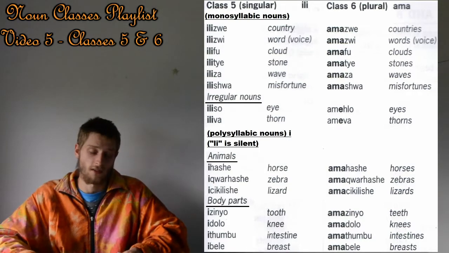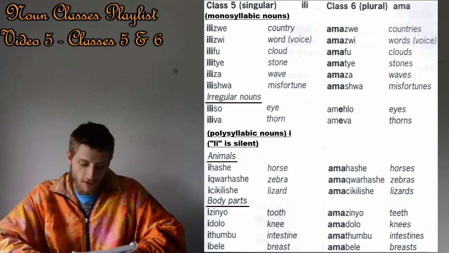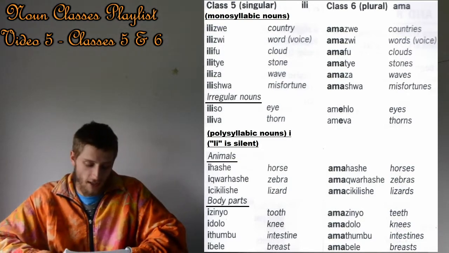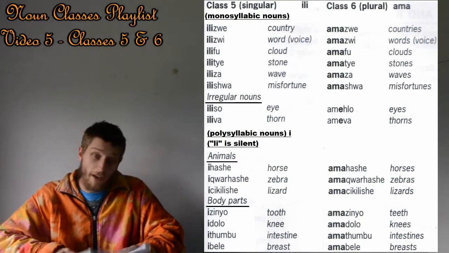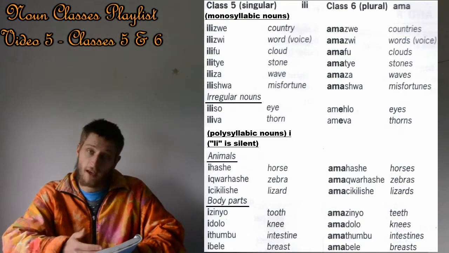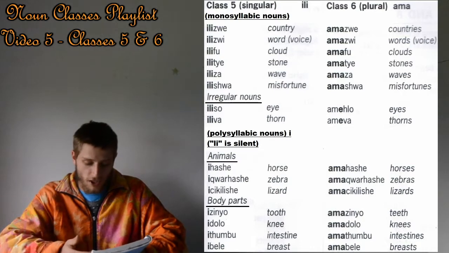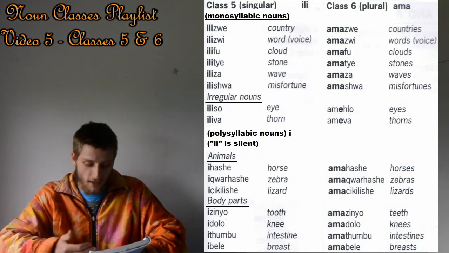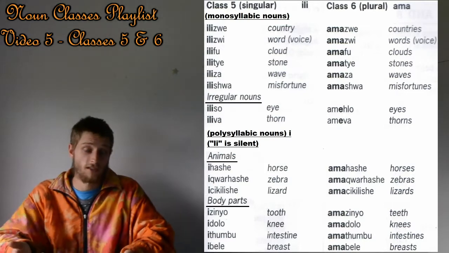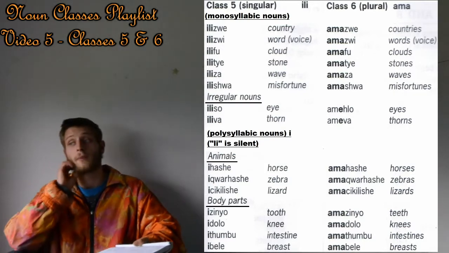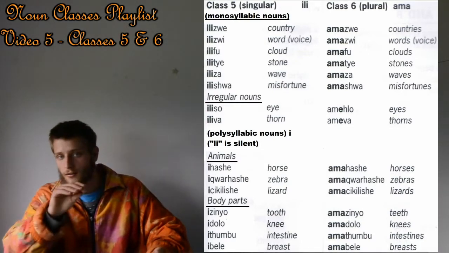Iqikilishe, which means lizard. You can see all of these ones have silent li's, guys, like izinyo, idolo, itumbu, as you can see here. However, they all have the same plural as the ones that have the ili visible: amahashe, amakwahashe, amaqikilishe, amazinyo, amadolo, amatumbu, etc. So you can see that the plural remains the same, which gives you a clue that they are related.